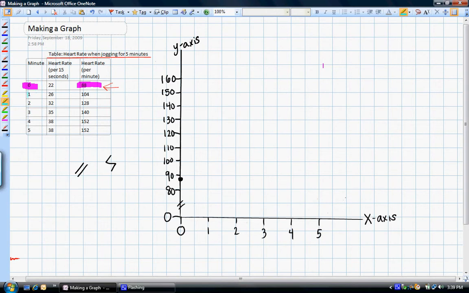My next point of 1 minute is 104 beats per minute. So I go to my number 1, and I go above it to where I think 104 is. Now if I remember 105 is in the middle, my point's going to be a little bit below. I'm going to continue to do this with the rest of my data points. 3, 4, and 5.